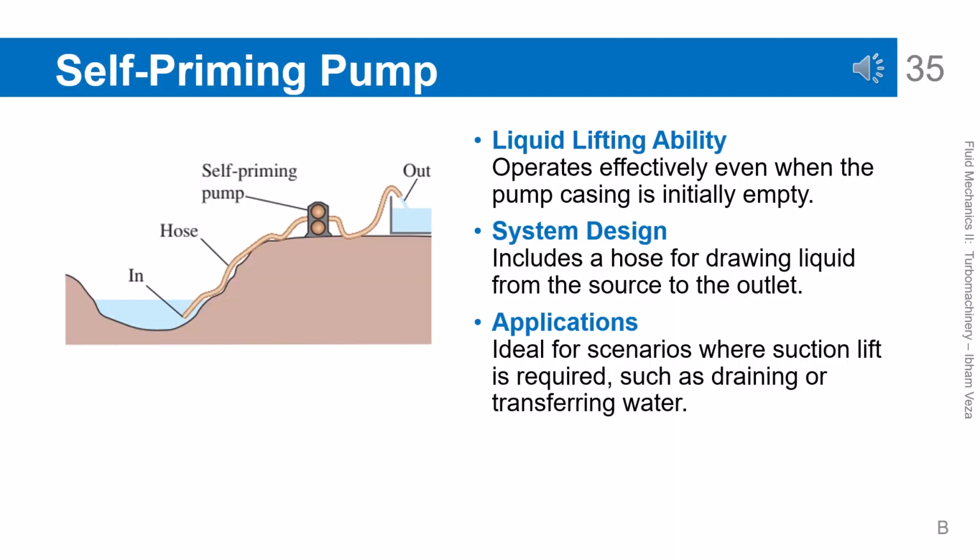Self-priming pump. A self-priming pump can operate even when the casing is initially empty of fluid. The system usually includes a hose or special mechanism to draw fluid from the source. This type is very useful for applications that require suction lift. Examples include draining flooded areas or transferring water from a lower level. Its main advantage is easy startup without manual priming.